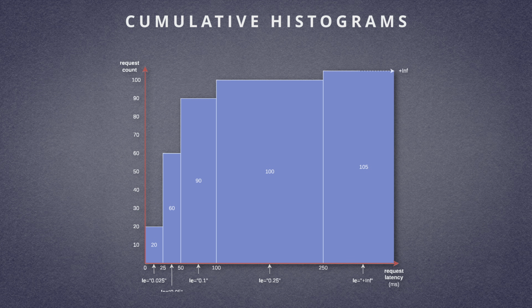The benefit of a cumulative histogram is that we only need to define the upper boundary of each bucket range, since each bucket implicitly starts at 0. And we'll see how that upper bucket boundary is encoded as an LE, or less than or equal, label in the time series that make up the histogram.